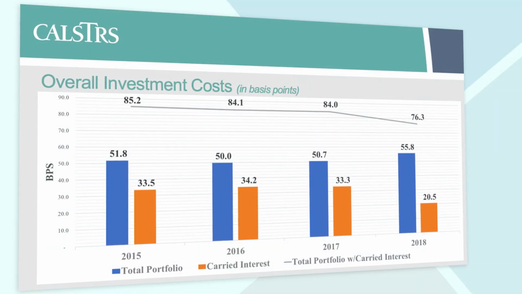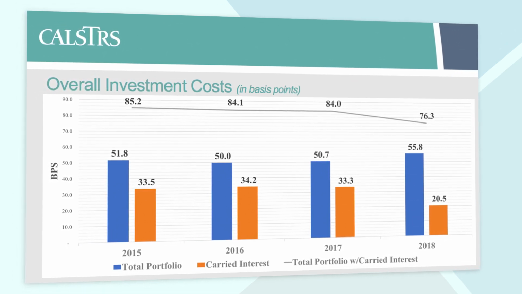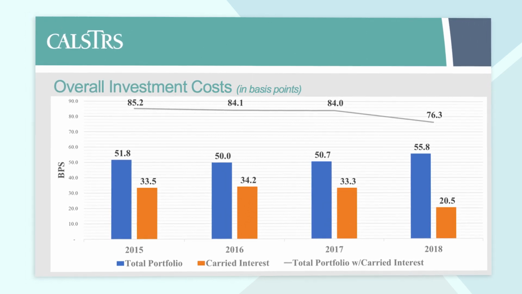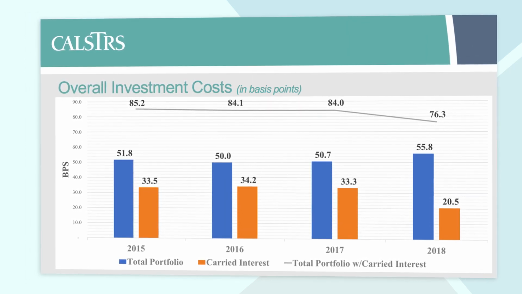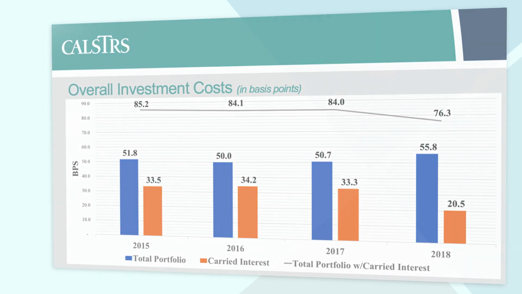We have 4 years of cost data, and cost data is more meaningful over long horizons, so 10 or 15 years. And CalSTRS saved approximately $240 million in cost compared to our peers using the same asset mix.